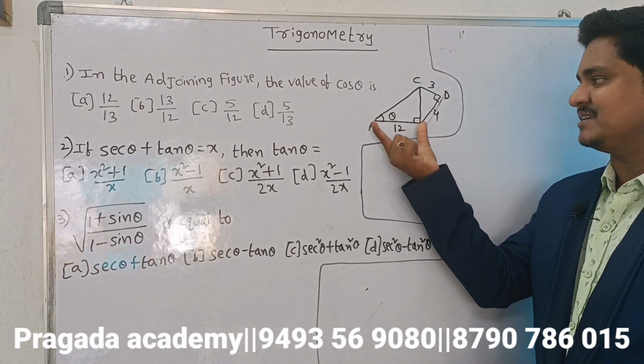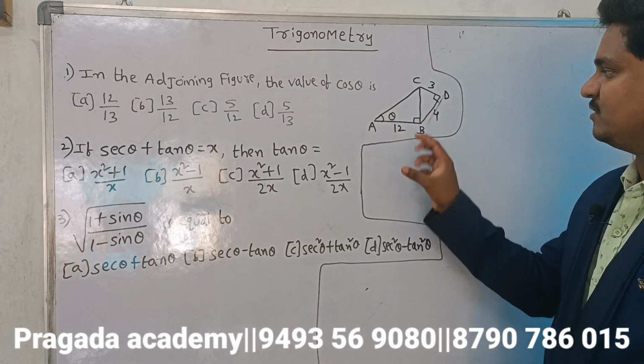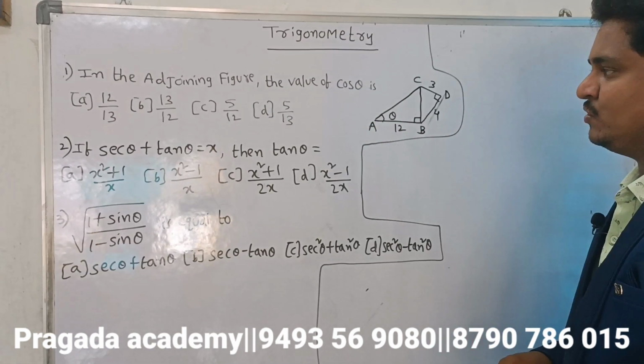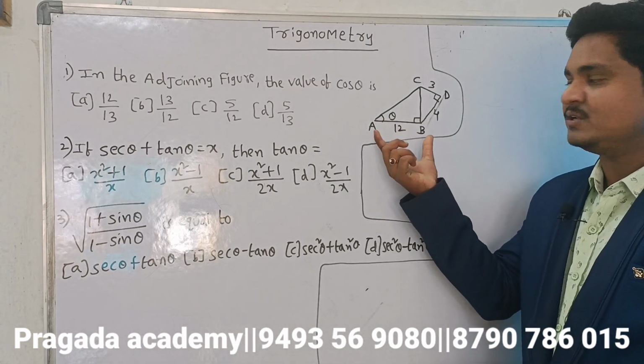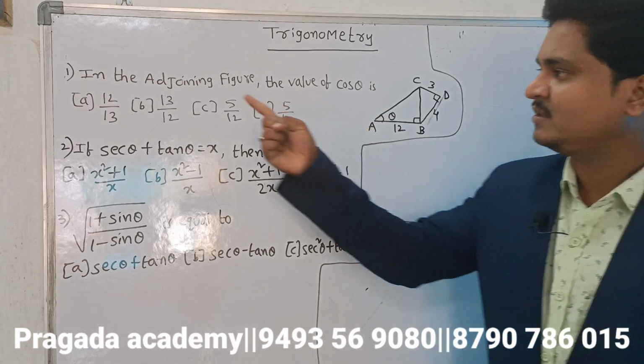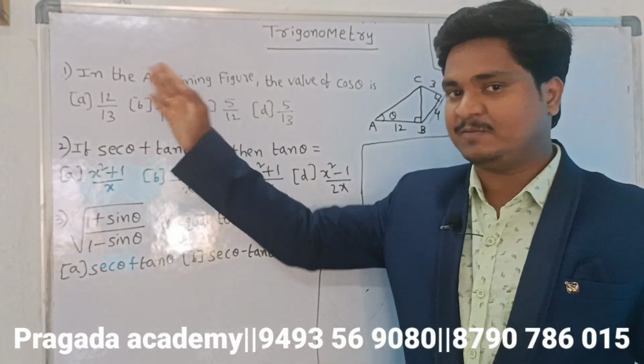The adjacent side for this theta will be AB, and the hypotenuse will be AC. Generally, the adjacent side means the numerator. So the numerator is 12. Which option is there? Only option A is there. So there is a chance that A will be the answer.